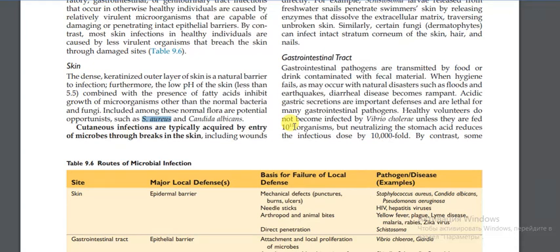They are resistant to antibiotics, so even antibiotics can hardly treat them. So this Staphylococcus aureus is, as I said, safe for a healthy person.